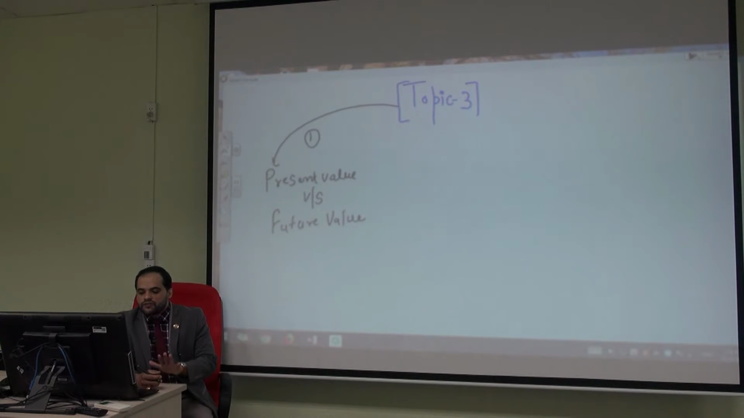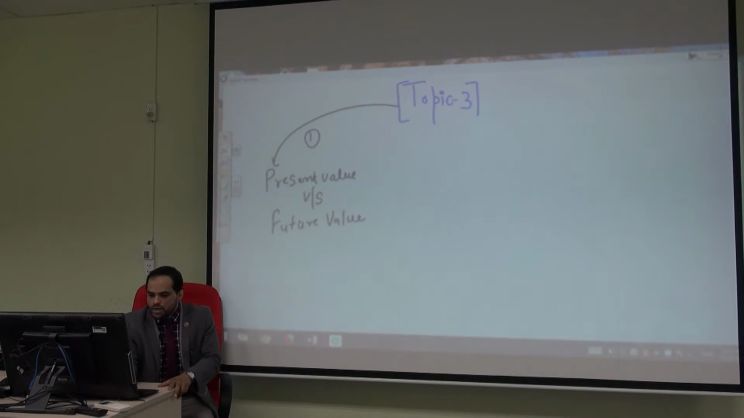Future value means what will be the value of an investment in the future. Let's say you are investing $5,000 right now with a 10% rate of interest for the next 5 years. After 5 years, whatever will be the value of that money that you are investing now, that is called the future value.